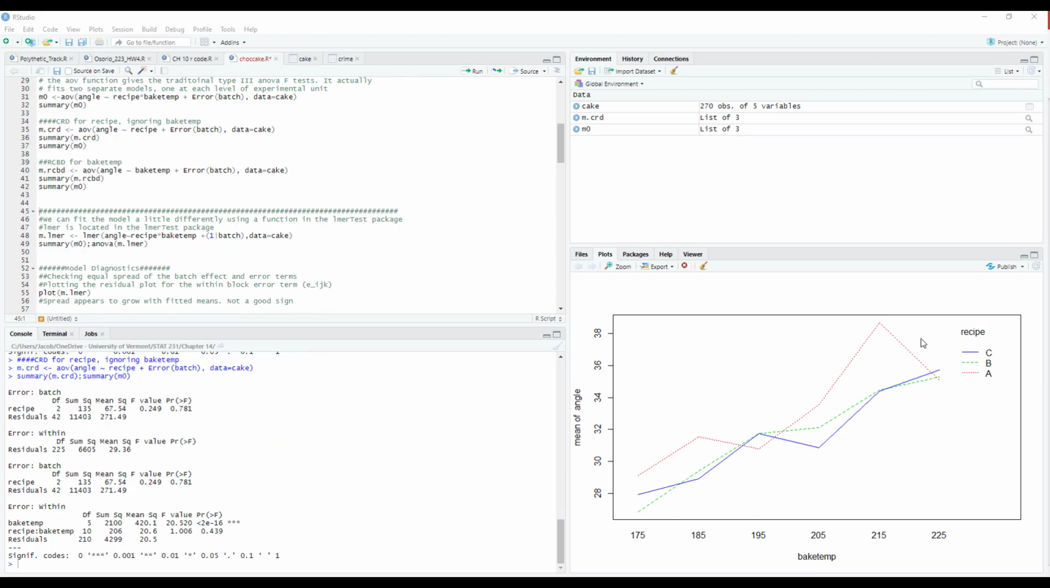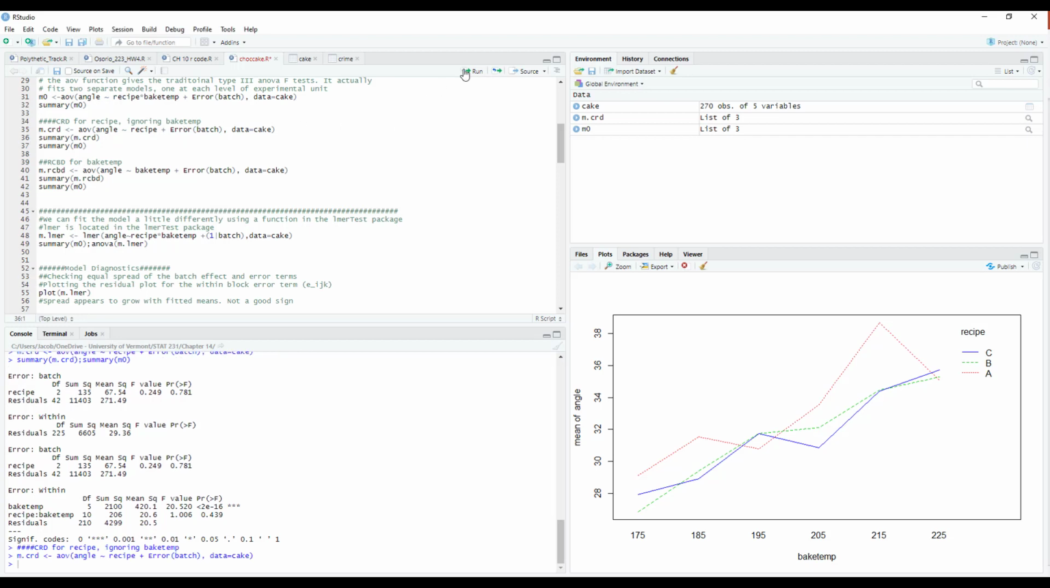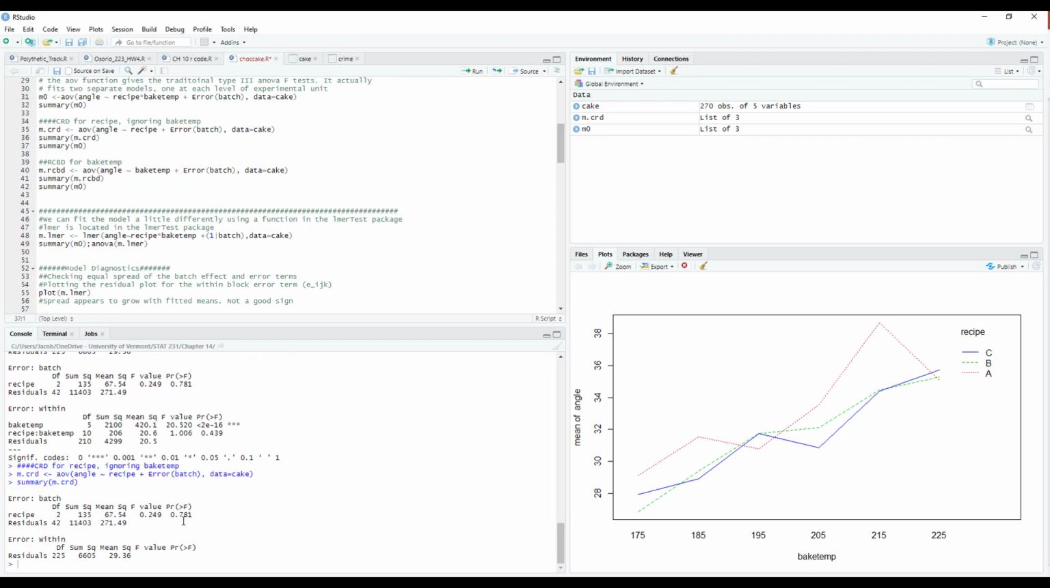And what we can do is look at each of these designs individually. So if we're looking at a completely randomized design just for recipe, ignoring the baking temperature, we can fit the same model, just remove bake temperature from it, and essentially what we have is a completely randomized design using subsampling. If we fit our model, we can see that we get the exact same result that we would have gotten from our split plot design when we included baking temperature.